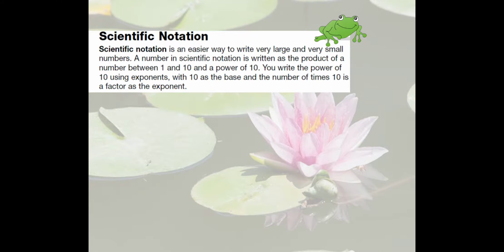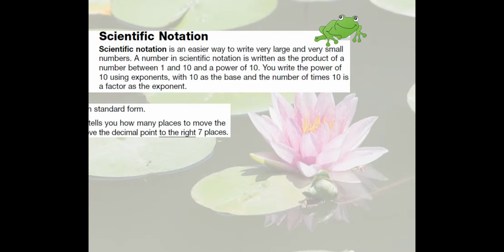A number in scientific notation is written as the product of a number between 1 and 10 and the power of 10. You write the power of 10 using exponents, with 10 as the base and the number of times 10 is a factor as the exponent, as shown.